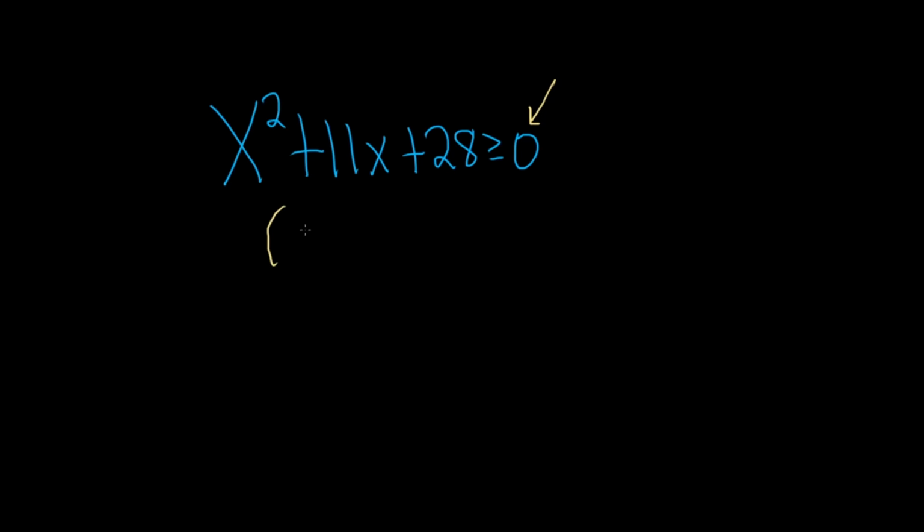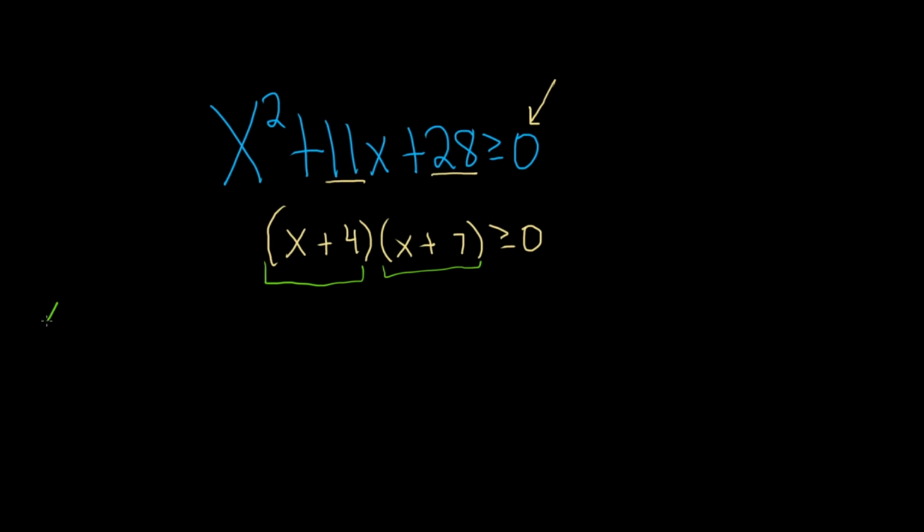Let's try it. So we have (x plus something)(x plus something) greater than or equal to 0. So we need 2 numbers that multiply to 28 and add to 11. I think 4 and 7 will do the job because 4 times 7 is 28 and 4 plus 7 is 11.